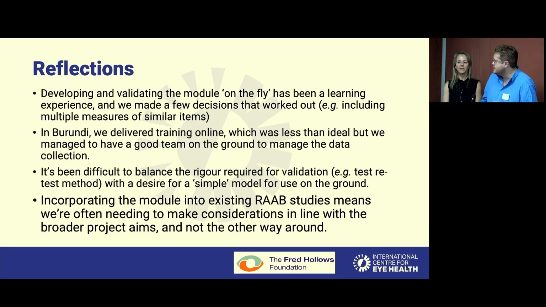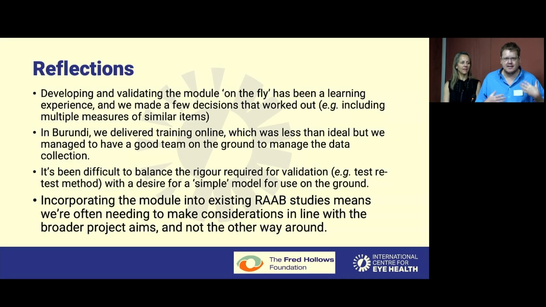It's a little bit difficult to balance the rigor required for validation. So people who've worked in survey validation might know about the test-retest method, where you get the results and come back a few days later and see if they say the same thing. It's really difficult to implement those things when RABs are expensive. They've got a main goal of the RAB. They want to know the prevalence of visual impairment, and we're there nudging them saying, hey, why don't you ask them all these questions about whether they go to work or not? And so that's been a little bit difficult as well.